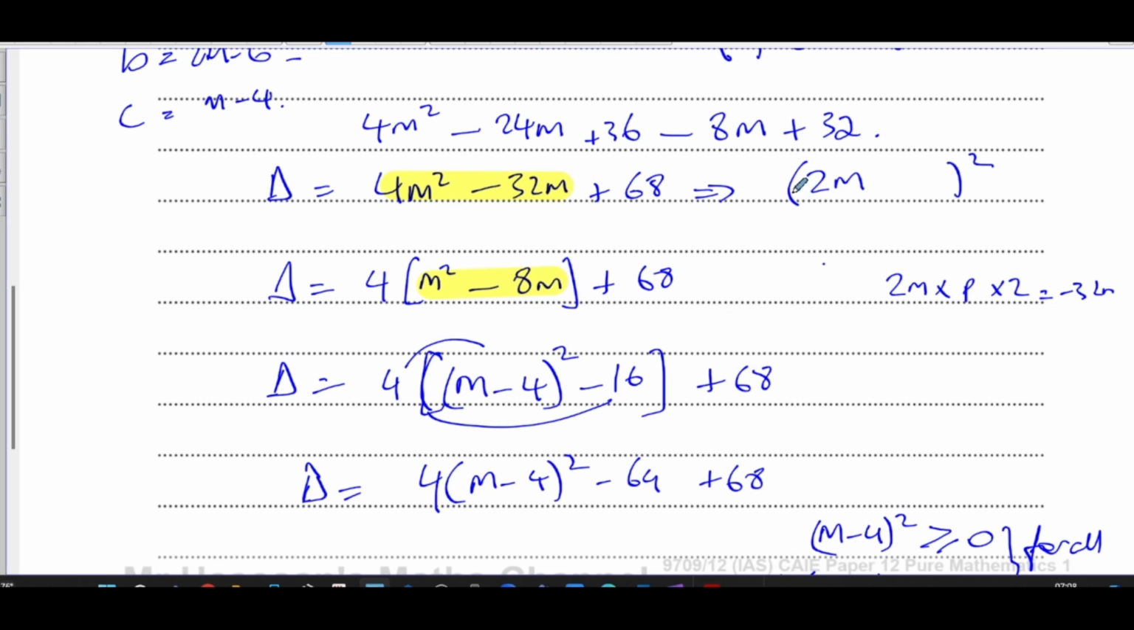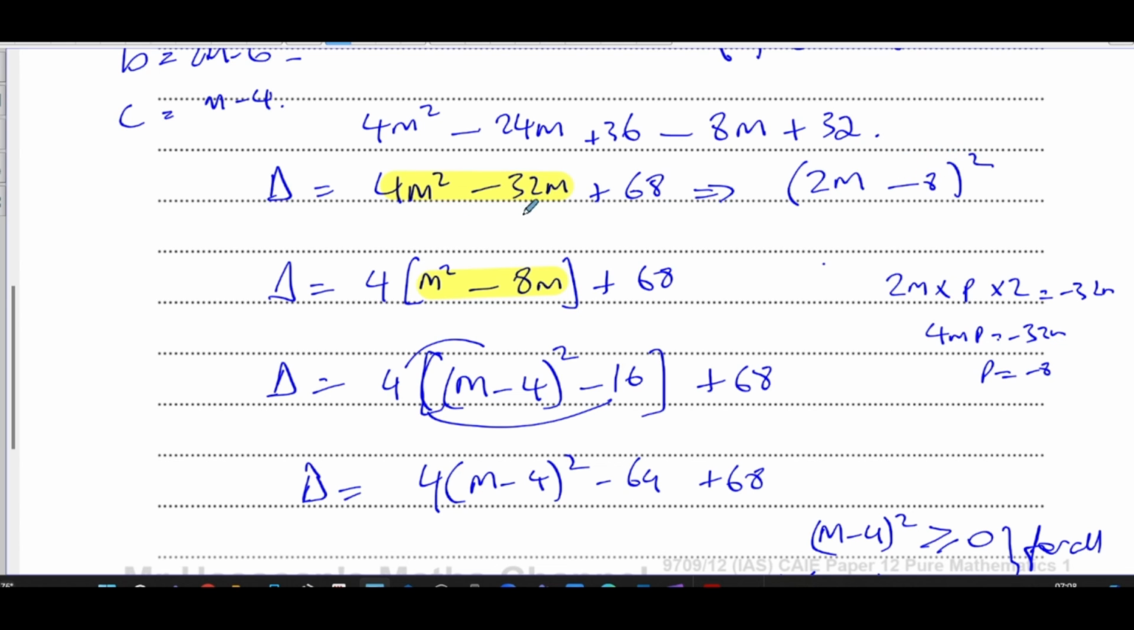The middle term will be found by this times 2. So we can see here we're going to get 4m times p equals minus 32m. So p is going to be minus 8. So this will be 2m minus 8. And then when you square this, you're going to get 64. We don't want the 64.